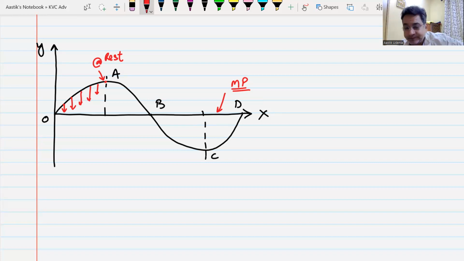Between A and B, how are the particles moving? Between A and B, there are an infinite number of particles. What I have shown in this graph is only their position. Now, forget about this. Think about SHM. The particle is at mean position. It may go away from the mean position. It may go towards the mean position. From O to A, all the particles are towards the right of their mean position, but they are moving towards the mean position. Do we understand this? Yes, sir.